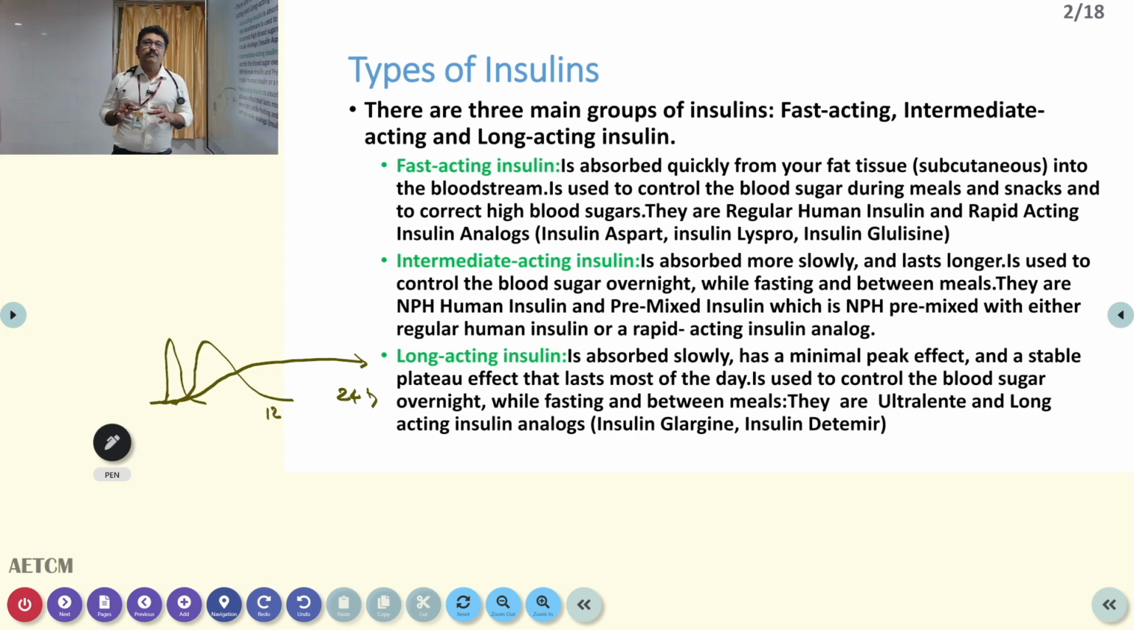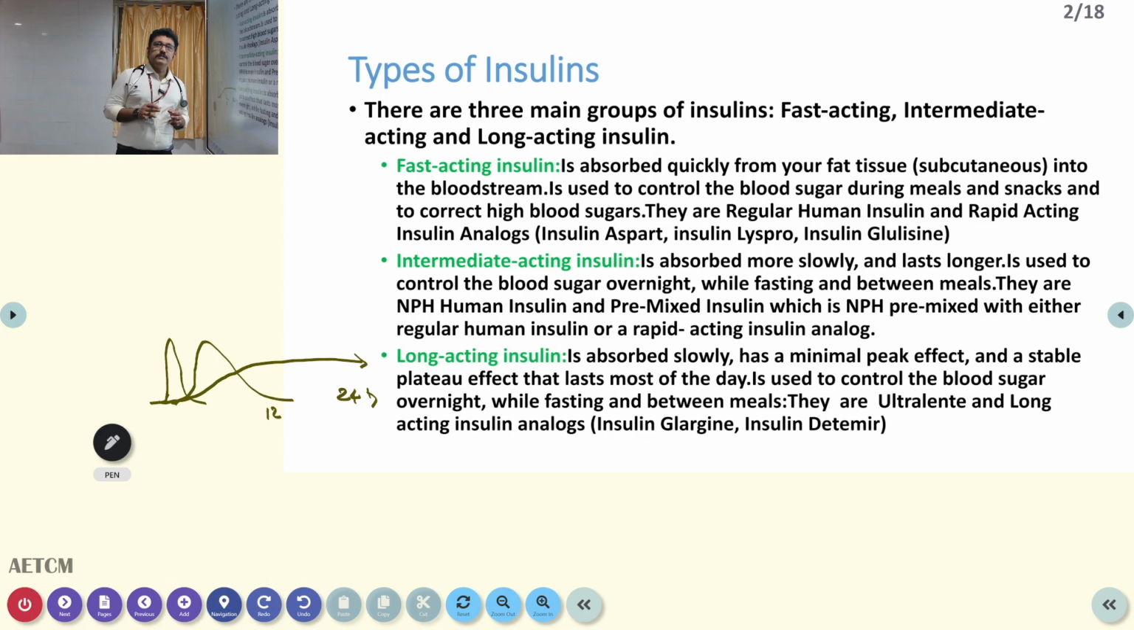Analog insulin means some changes occur in the normal DNA of the insulin, and the insulin type will be completely different. The advantage of this analog insulin we'll discuss afterward.